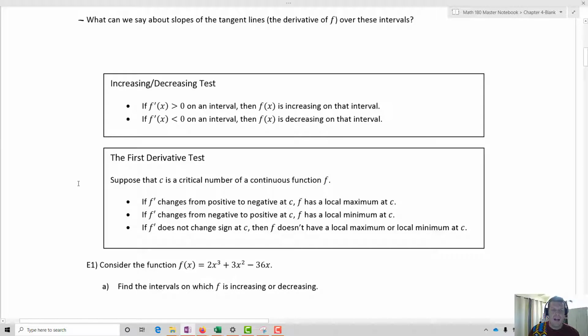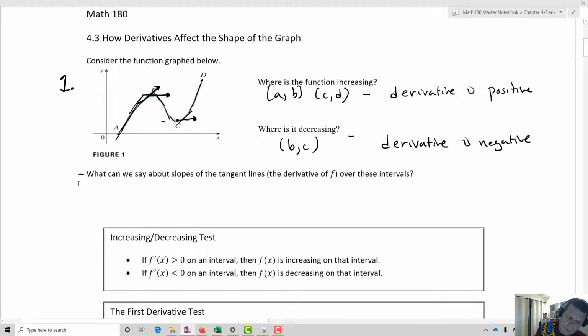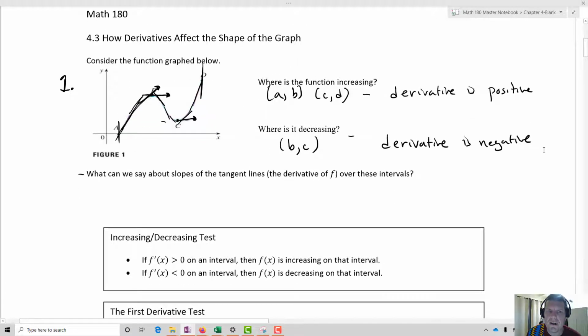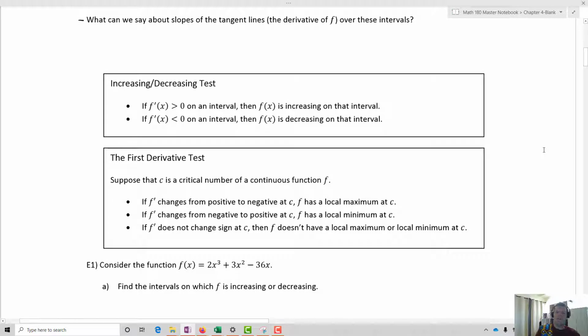And then we're going to use critical numbers, because if you notice, going back to my graph, A is our endpoint, D is our endpoint, and then we have critical numbers at B and C. So if f is continuous, then the only time it's going to change from increasing to decreasing is when the slope becomes 0, basically at those critical numbers. So that's our first derivative test.